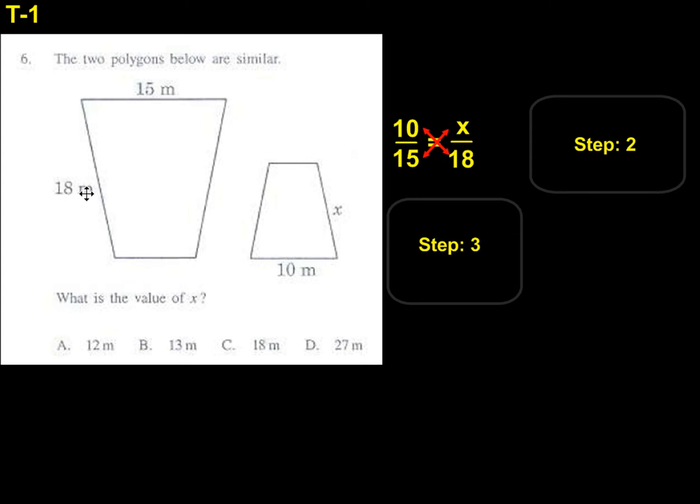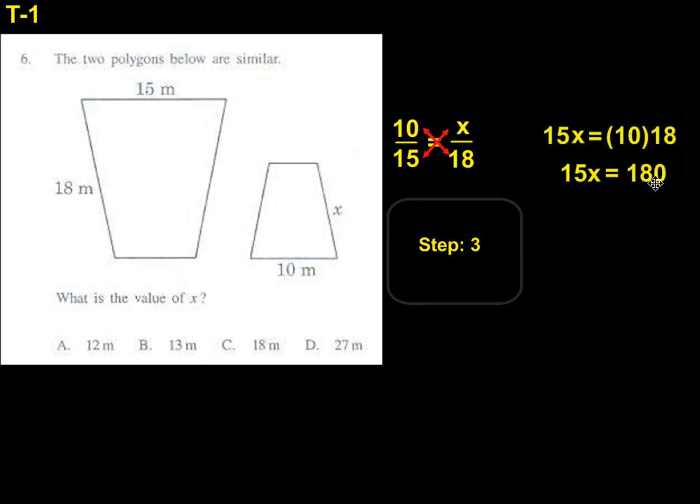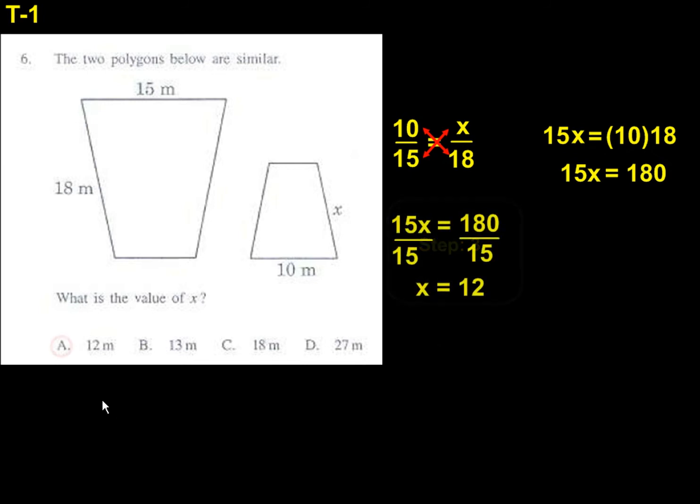And then we take the corresponding sides, x and its corresponding side, which would be 18, place them, and then we cross multiply. Once we cross multiply, we get 15x equals 10 times 18, or 15x equals 180. We then divide by 15 on both sides, and we get x equals 12.